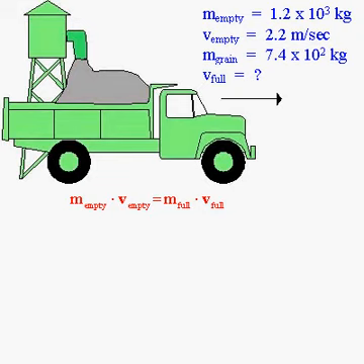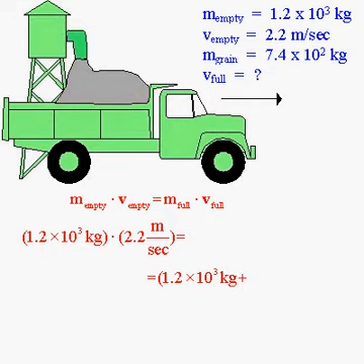Well, that equation isn't too bad at all. We know everything in that equation except for V full, which is what we're trying to figure out. So let's just fill it in. The mass of the empty truck, 1.2 times 10 to the third kilograms. The velocity when it's empty, 2.2 meters per second. The mass when it's full will be the mass of the empty truck, 1.2 times 10 to the third kilograms, plus the mass of the added grain, 7.4 times 10 to the 2 kilograms. That's the total mass when it's full, and we multiply that by the velocity when it's full.